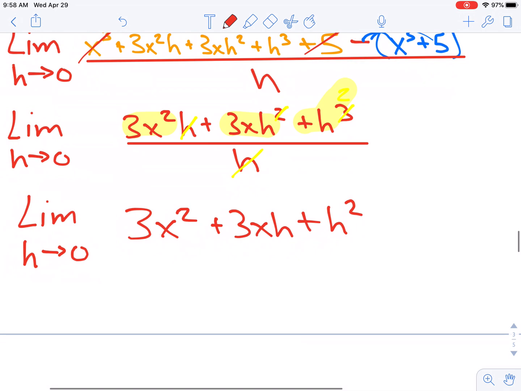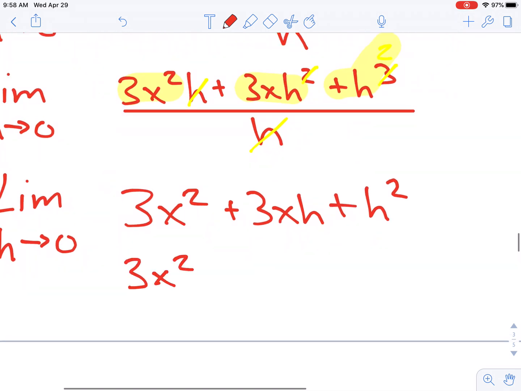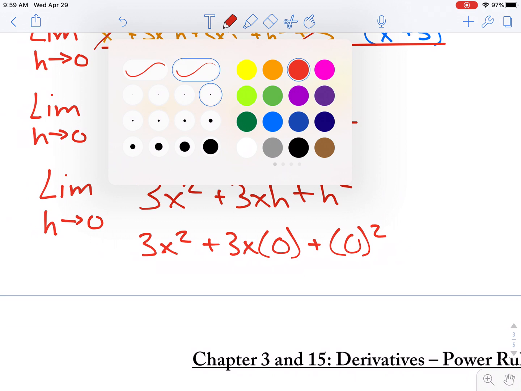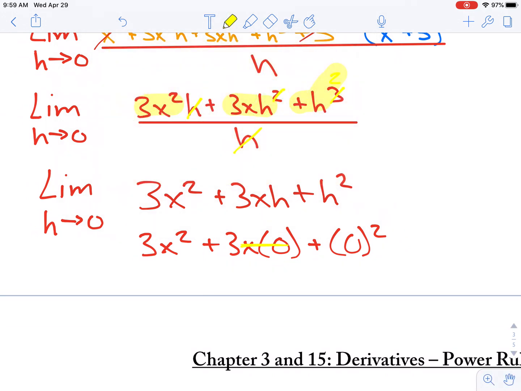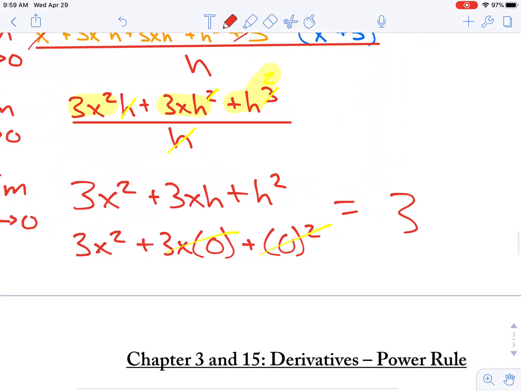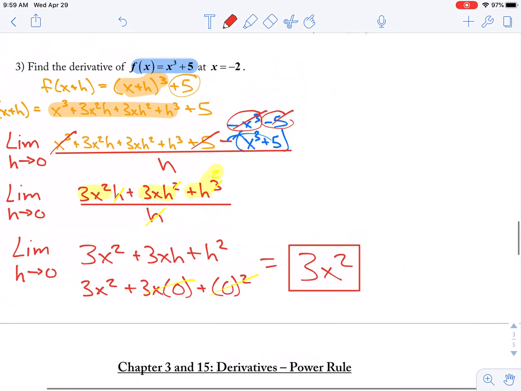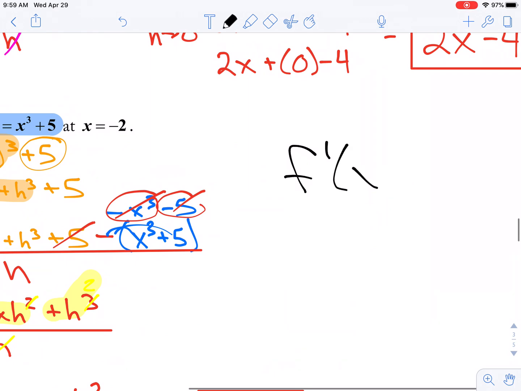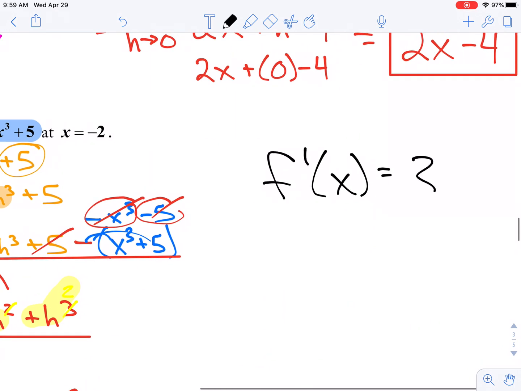So now we can plug in 0. We just simply plug in 0 for h. Plug in 0 right there, plug in 0 right here. Now anything that has a 0 in it here should cancel. So this cancels, and that cancels. So what we're left with, our final answer, our derivative, is 3x squared. So the general form of the derivative: f prime of x equals 3x squared.